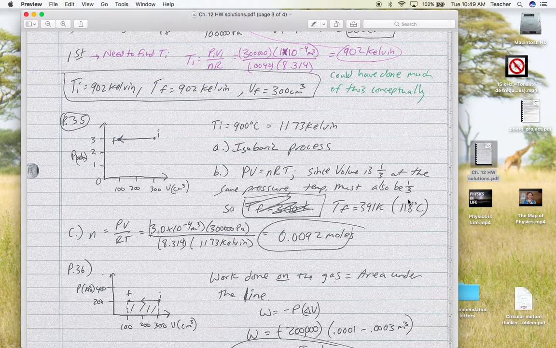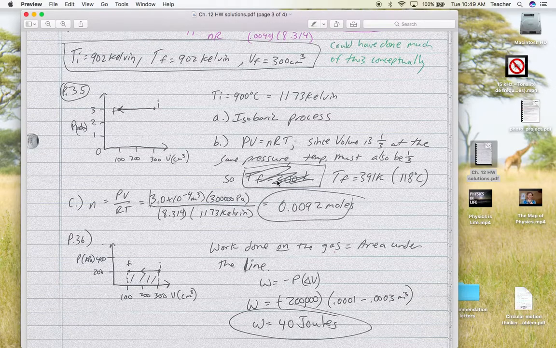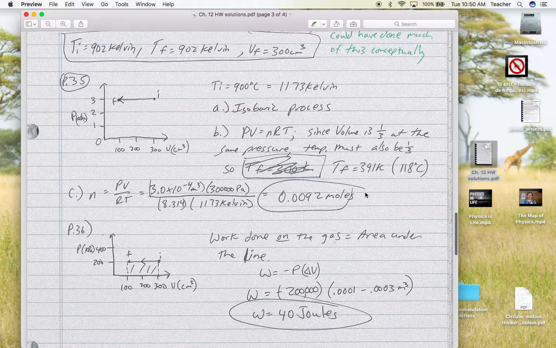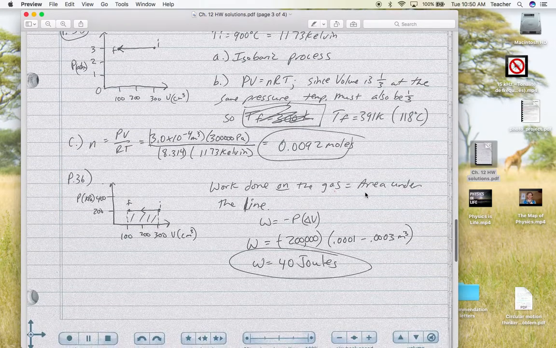So if the volume is a third at the same pressure, then the temperature must also be a third. So we started at, why did I change that? Oh, because it's 900 Celsius, 1173 Kelvin. So a third of 1173 Kelvin is 391 Kelvin, which is 118 Celsius. I forgot to do the conversion initially there. I just read 900 and I didn't look at the units. So 391 is 1/3 of 1173. And then you can plug those in and get the number of moles.